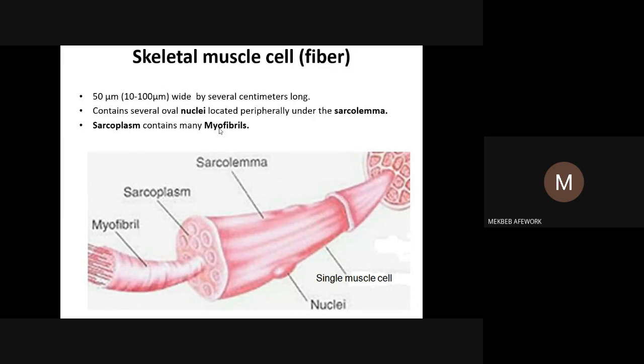Endoplasmic reticulum is well formed. The muscle cell is packed by elongated, parallel running contractile myoproteins named myofibrils. Here you can see the cell protoplasm, which we name sarcoplasm. The cell membrane is named sarcolemma. So the sarcoplasm is full of myofibrils.